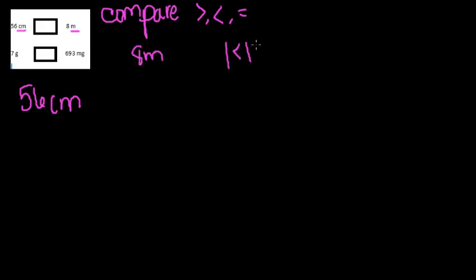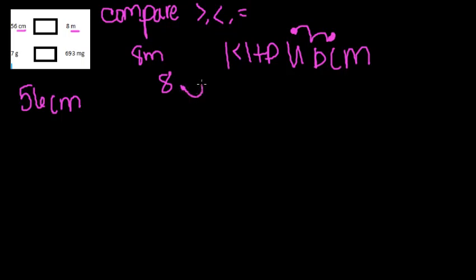King Henry doesn't usually drink chocolate milk. So we have meters, which is a basic unit, and we're going to centimeters. 1, 2. I take the decimal and move it 1, 2. Now it becomes 800 centimeters. So if I compare 56 centimeters to 800 centimeters, you can obviously see that the 800 centimeters is going to be larger, or that 56 centimeters is less than 8 meters.